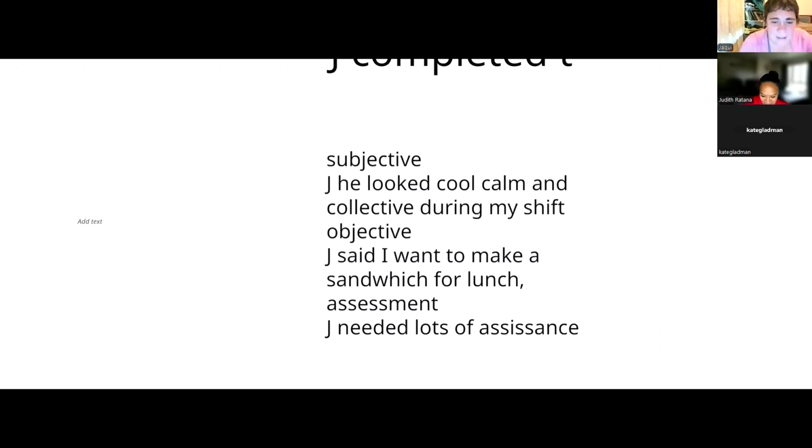So what did Jasper need lots of assistance with? His sandwich. Perfect.